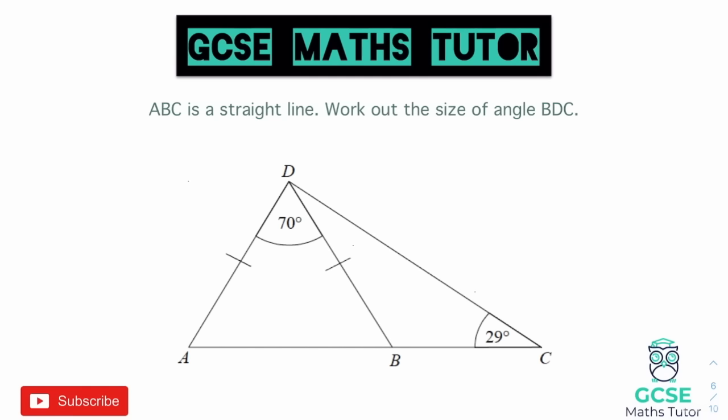So it says that A to B to C is a straight line, so that tells us that these two angles next to each other have to add up to 180. So that's something we might use at some point.